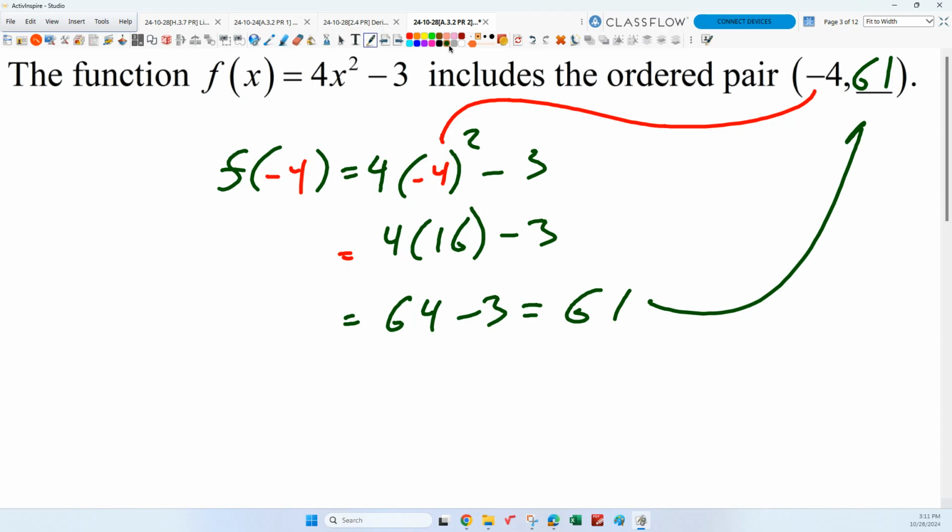Remember, ordered pairs are always just a collection of an input value on the left and the output value on the right. That's it. That's what an ordered pair always is.